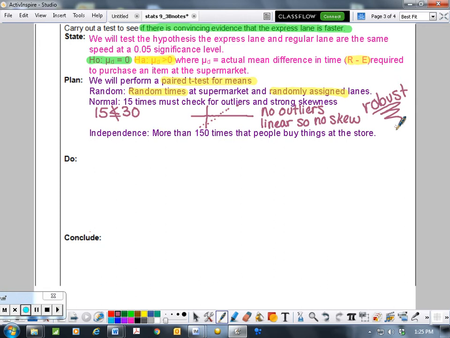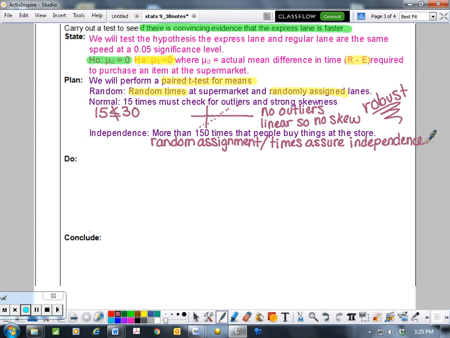Okay, independence: there are more than 150 times that people buy things at the store. Also, random assignment and random times assure independence. That's why we pick those random things, because what happens at one will not affect the other.